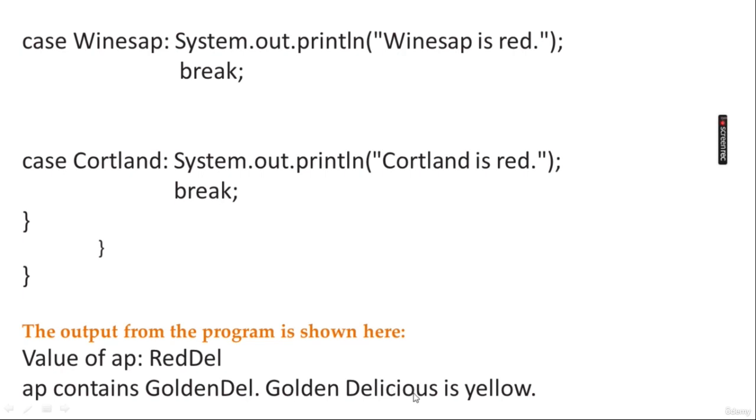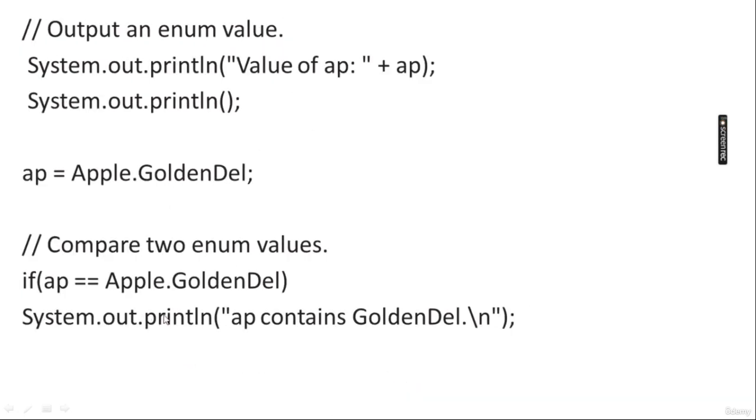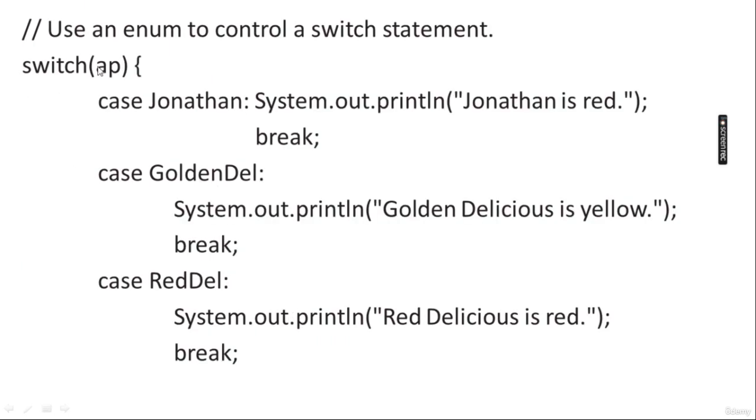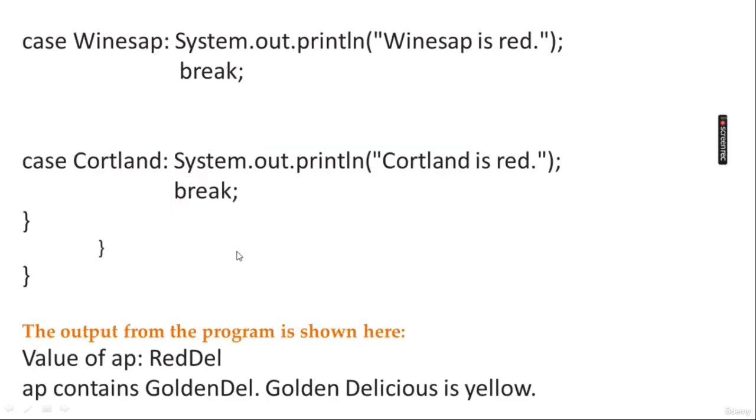Then Golden Delicious is yellow. Why did it display this line? Because we have already initialized AP to apple.Goldendale. So this will be passed with Goldendale. AP is equal to apple.Goldendale, and this will match with this statement. After that, it will display Golden Delicious is yellow. It will break out of it, and then it will display this line.